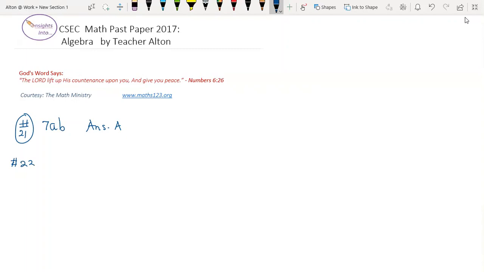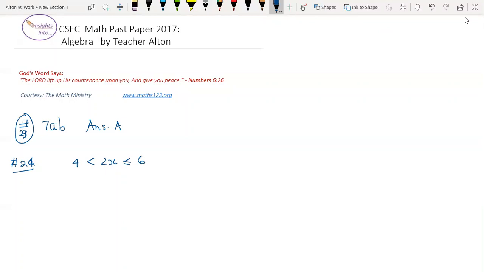Sorry, wrong number. This is question number 23, and we are now on question number 24. Right, so in 24, we are given that x is an integer, and we are further told that 2x is more than 4 and less than or equal to 6.